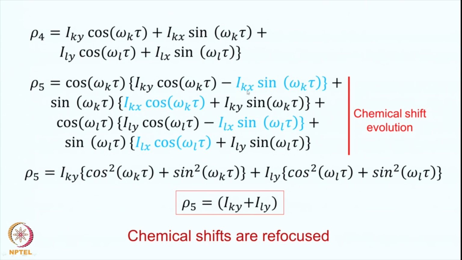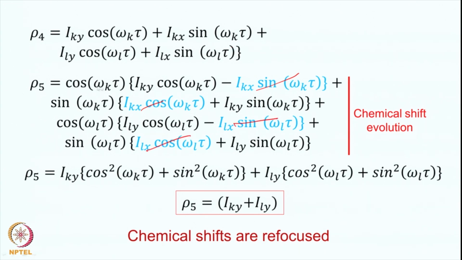See here IKX, what is this product here? Cosine omega k tau sin omega k tau, and here it is sin omega k tau cosine omega k tau, and the same IKX term. Therefore, this will cancel this term, right. So, maybe I can just indicate that to you by explicitly writing that there. So, this will cancel this. Similarly, for the ILY, so this will cancel this one. So, then what we are left with?